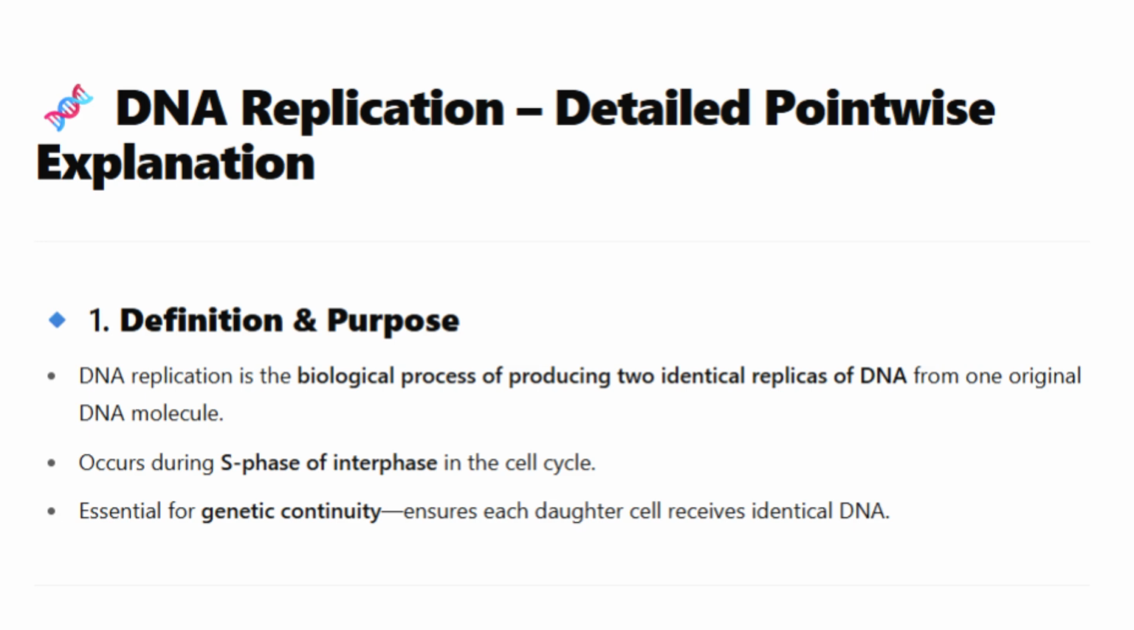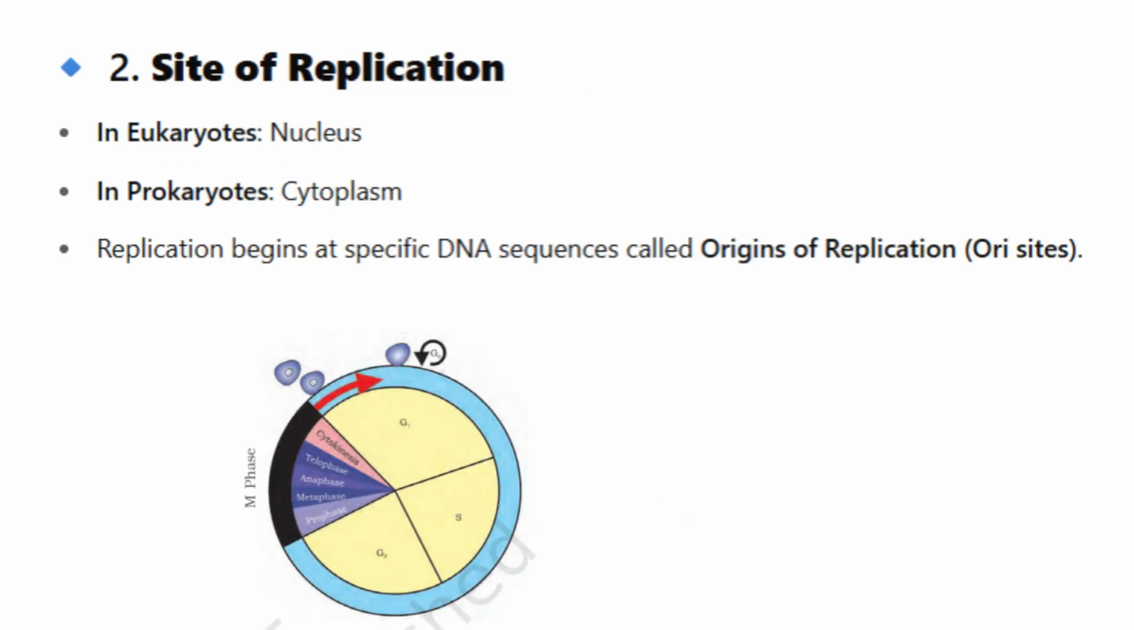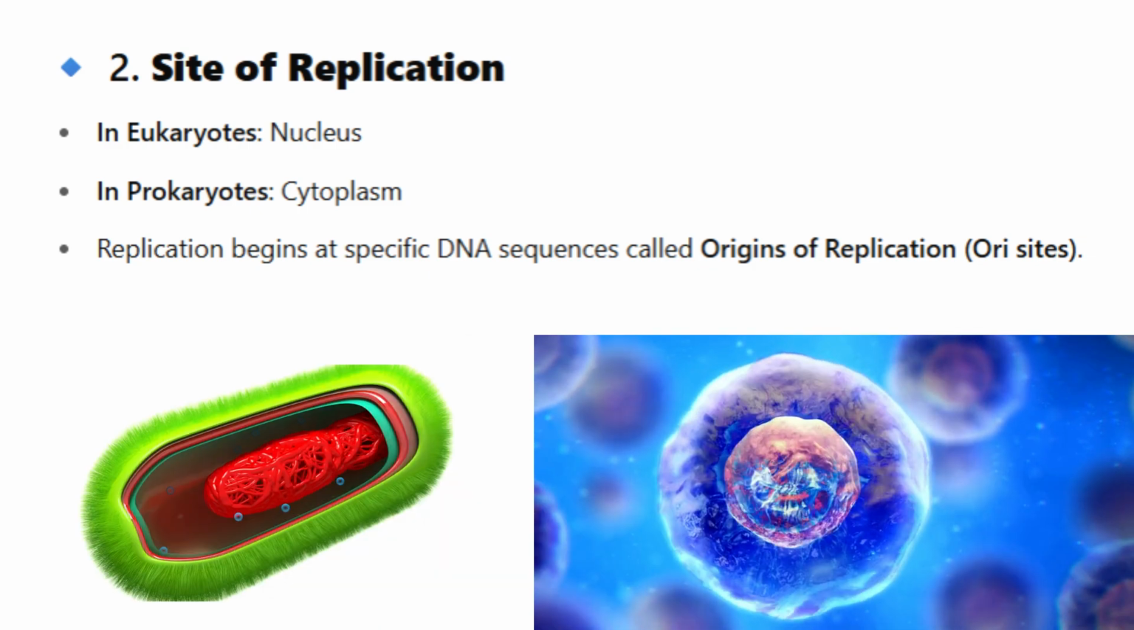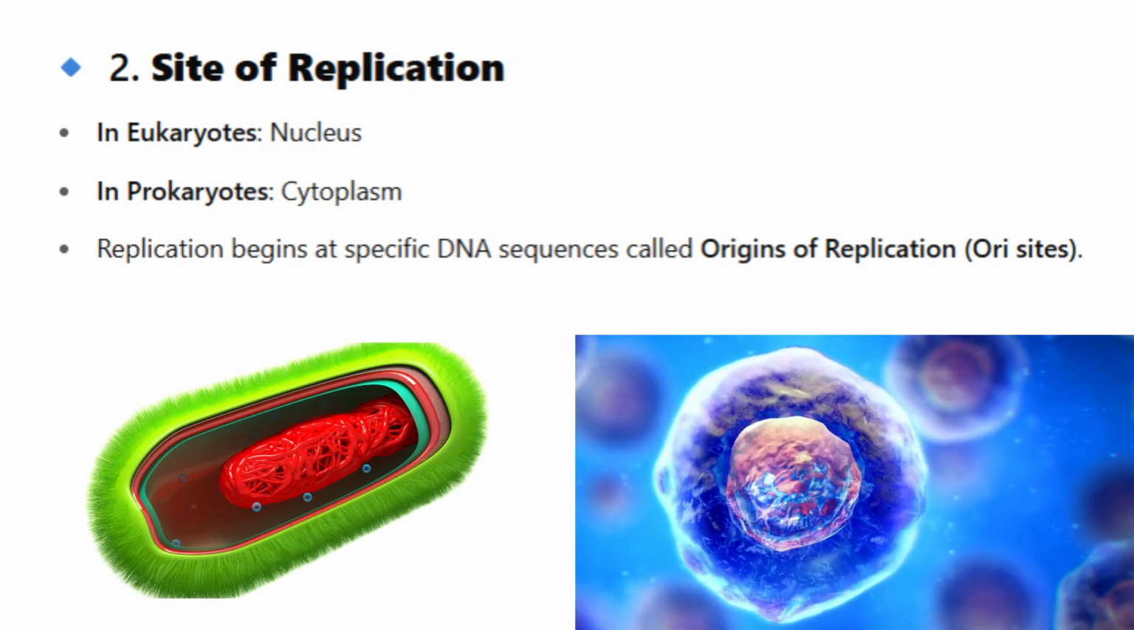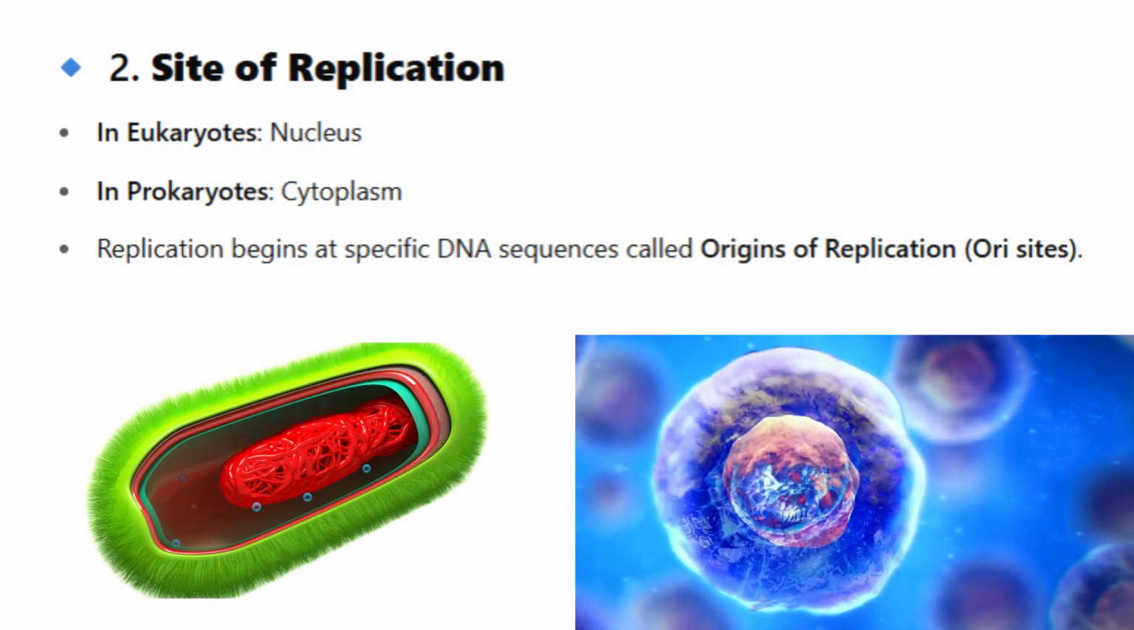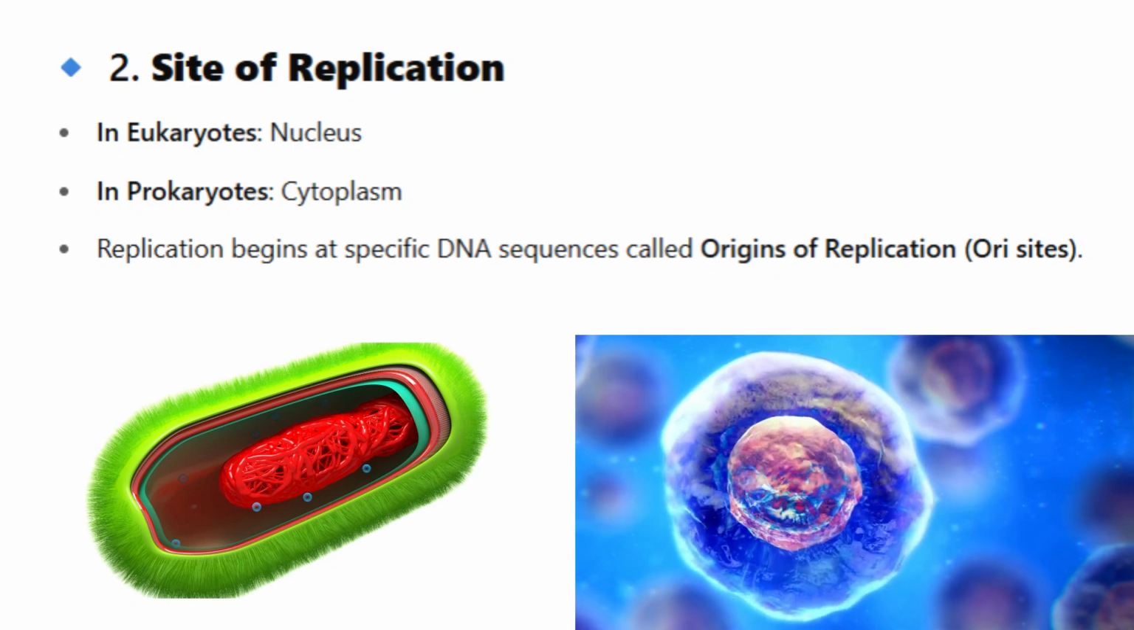DNA molecule. It occurs during S phase of interphase in the cell cycle. It is essential for genetic continuity and ensures each daughter cell receives identical DNA. 2. Site of replication. In eukaryotes, the nucleus. In prokaryotes, the cytoplasm. Replication begins at specific DNA sequences called origins of replication, ORI sites.